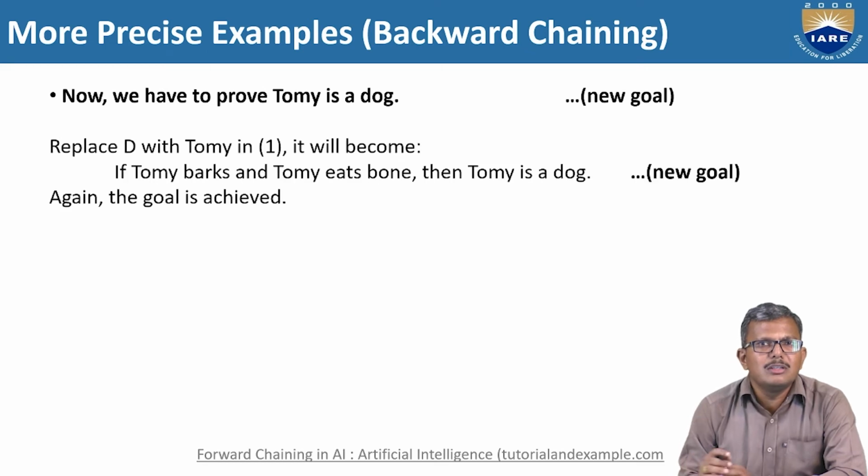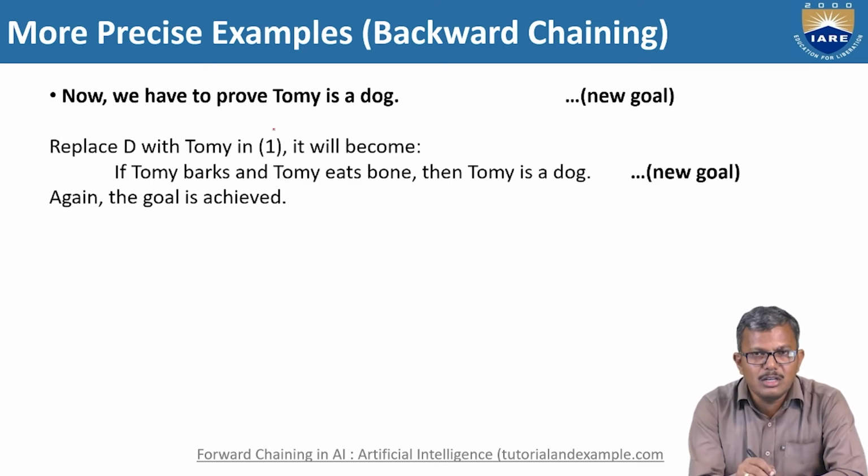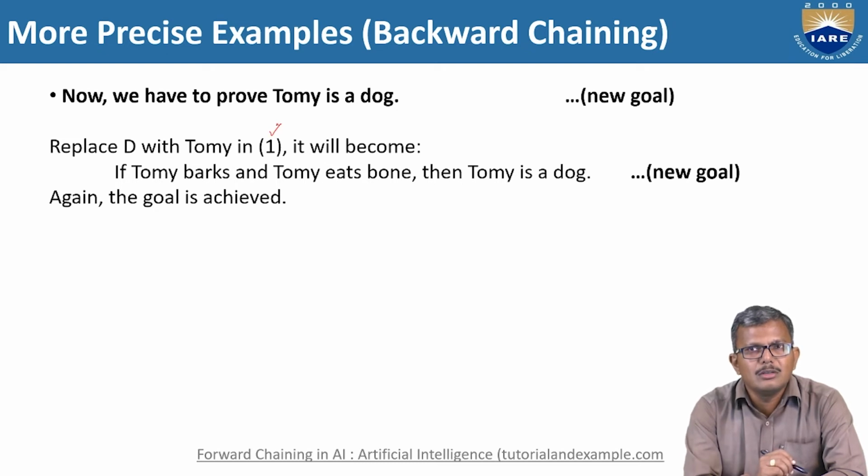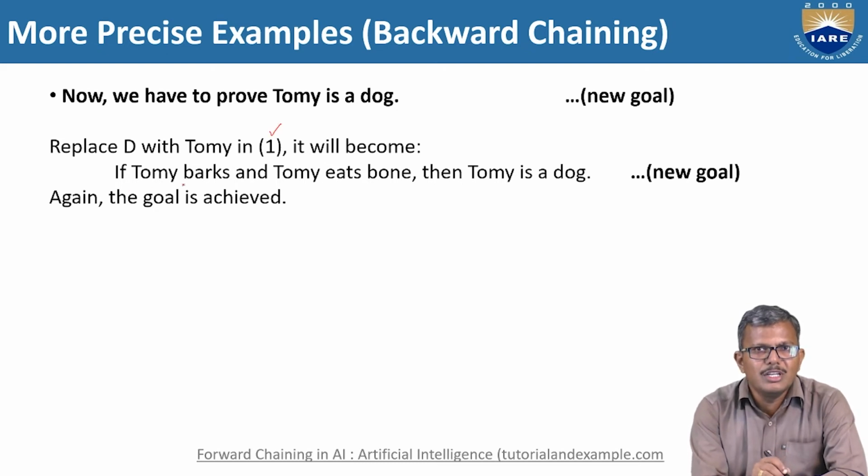So how can we do it? Here we are not considering fact number 3; we consider fact number 1. In the fact it is mentioned as D, so I am replacing D with Tommy. If Tommy barks and Tommy eats bone, then we can say that Tommy is a dog. So we have reached the goal state.